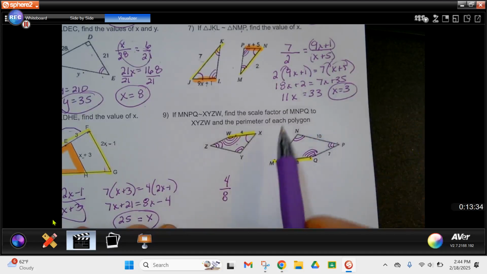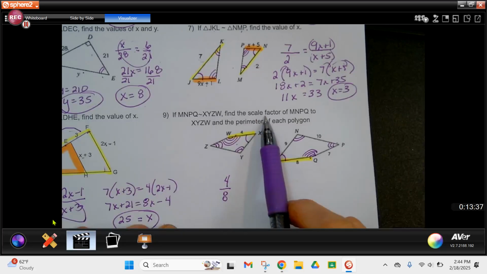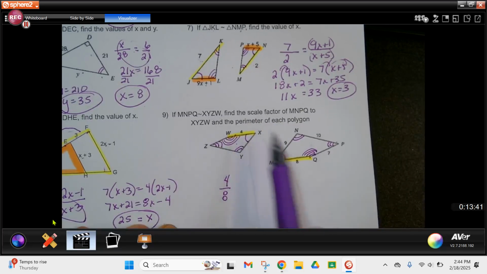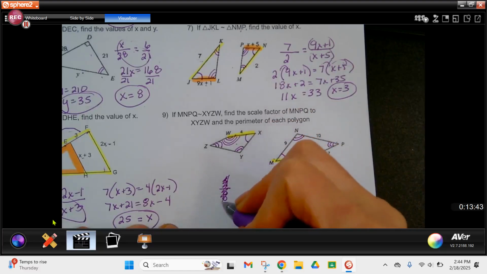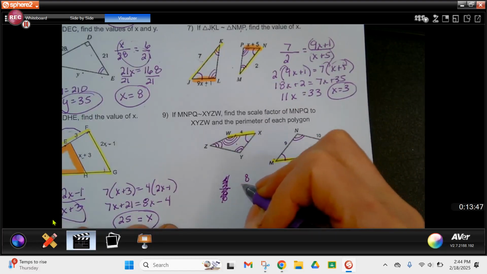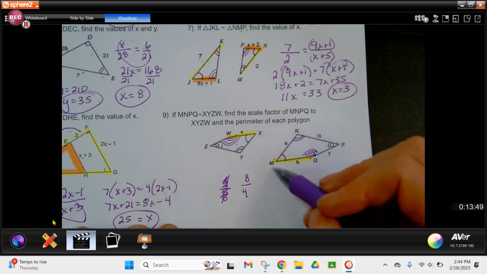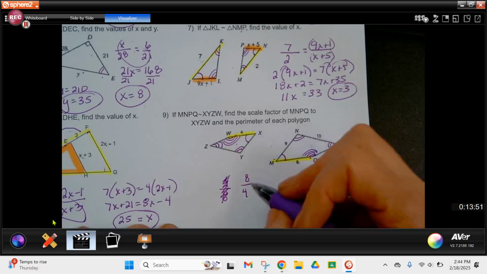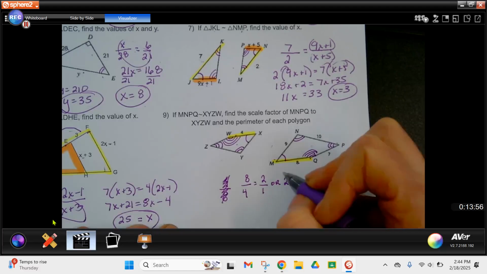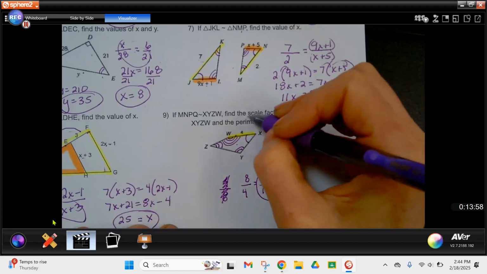However, I did that backwards because it asked me to find the scale factor from here to here, not from here to here. I did it from here to here, so we don't want to do it like that. We want to do it from here to here. So actually I should put the 8 on top and the 4 on the bottom. We're going from the big figure to the small figure. Well, if I simplify that, that's 2 over 1, or 2. That's our scale factor.